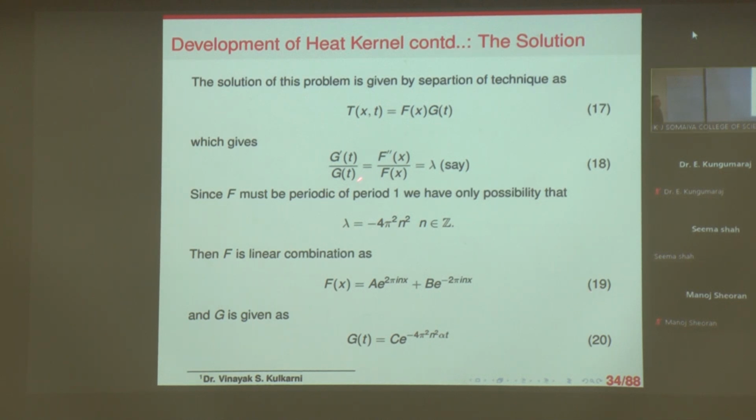Similarly, I can write the first order differential equation for g of t. So (D minus lambda) g of t equals 0, that is D equals lambda, and lambda is nothing but 2 pi i n. Therefore the function g of t, I can take another coefficient c, times e to the power minus 4 pi squared n squared alpha t. Okay, so this is the way that I can write the functions f of x and g of t.